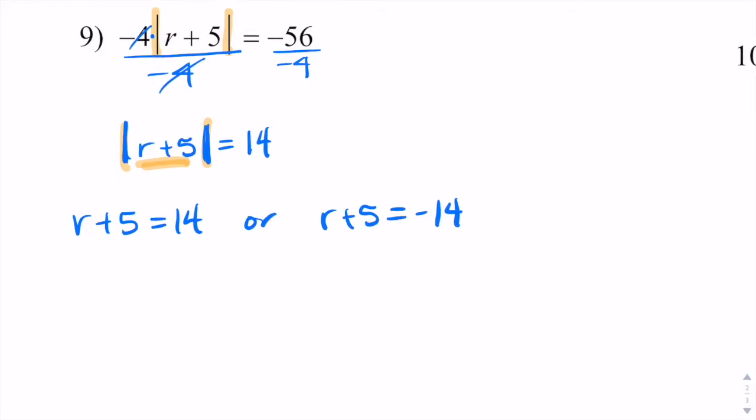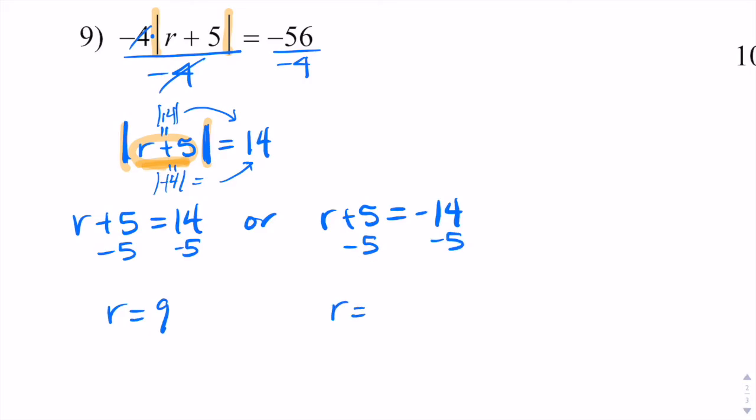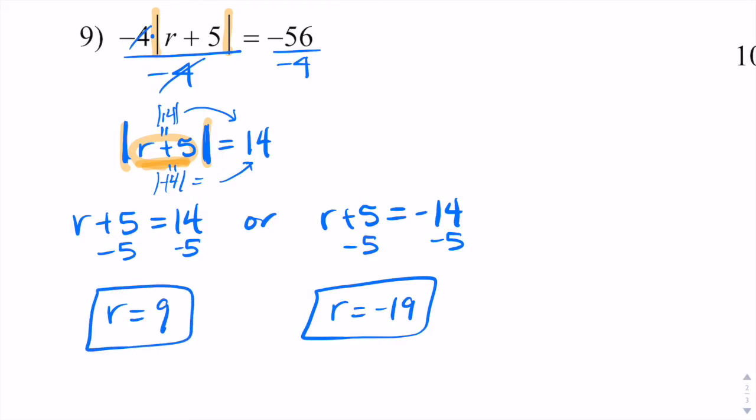Because again, the absolute value of positive 14 is equal to 14 and the absolute value of negative 14 is equal to 14. So I need to get what's inside this right here and either equal it to positive 14 or equal it to negative 14. Solving the equations, if I subtract 5 from this one, I get that r is equal to 9. And if I subtract 5 on this one, I get that r is equal to negative 19. So these are the two possible solutions that I have.